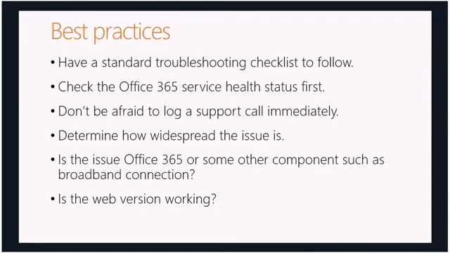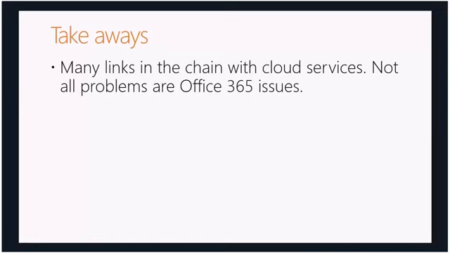So our takeaways are, again, many links in this chain. It's not always an Office 365 problem. It could be a performance issue on the broadband. It could be DNS issues. It could be, for example, somebody resynchronizing their OneDrive for Business synchronization files and basically sucking up all the broadband connection. So there are lots and lots of links in this chain that you'll probably need to have a look at.